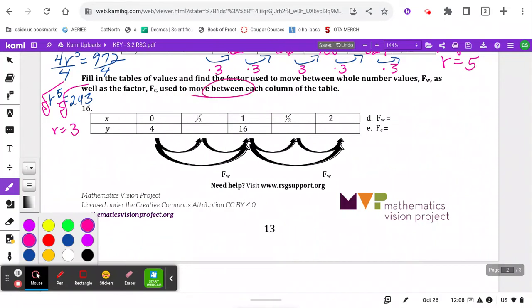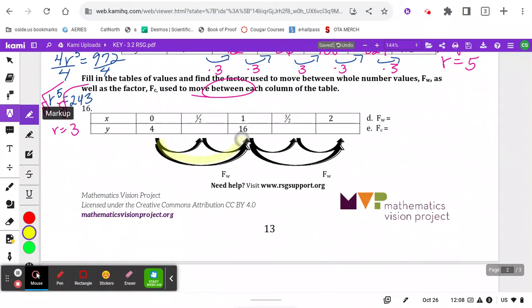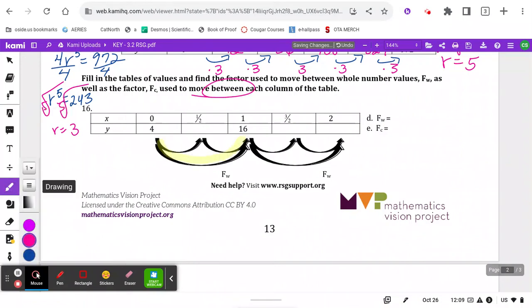So notice that from here to here, from 4 to 16, the big jump is 4. They're calling this factor W, f of W. So we would say that big jump is 4. So 16 times 4, the big jump is going to be 64. So f of W is 4.